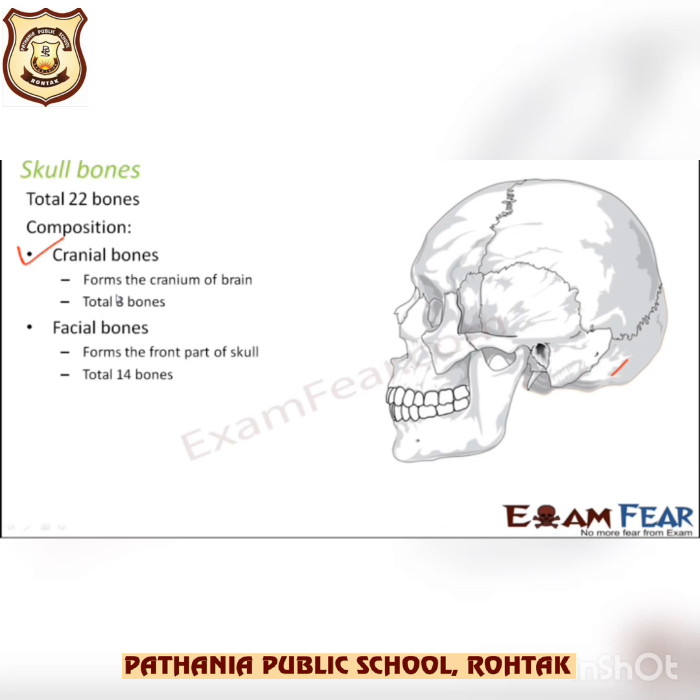So in this way, what is the function of the skull? The skull protects the brain. There are two parts. The lower part of the skull contains the facial bones, and it forms the front part of the skull. There are a total of 14 facial bones, and the cranial bones form the cranium of the brain, and there are a total of 8 bones, right?